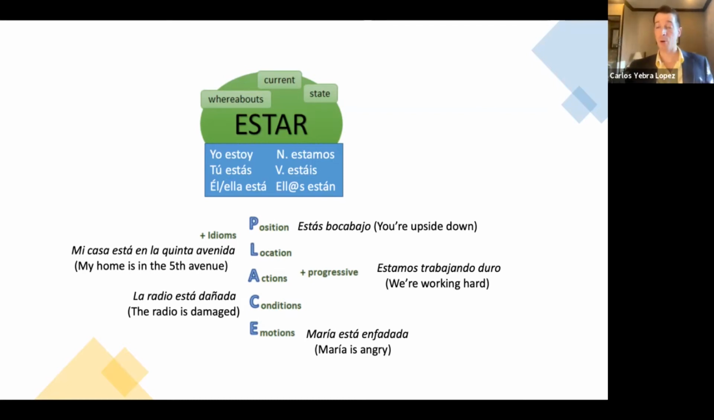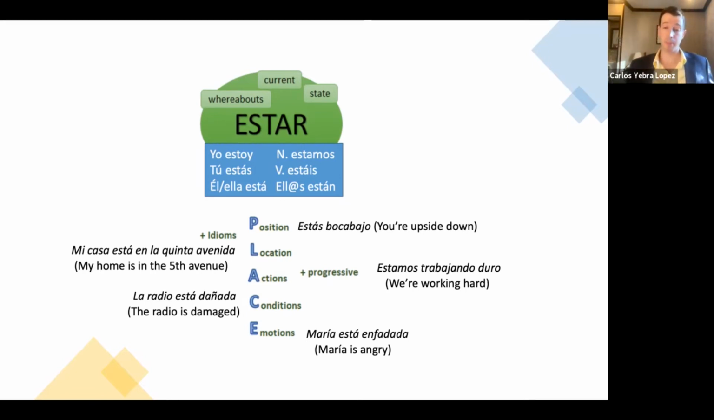And finally, emotions. By definition, emotions are also volatile. So if you want to express emotions in Spanish, which is something that changes a lot, you would use the verb estar. So if you want to say Maria is angry, you would say Maria está enfadada. Why? Because now she's angry, but maybe within 2 minutes she's happy. So it's very transient, it's temporary, it's a state that changes. So Maria está enfadada, for Maria is angry.